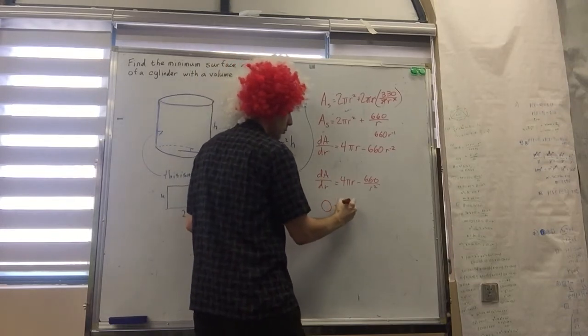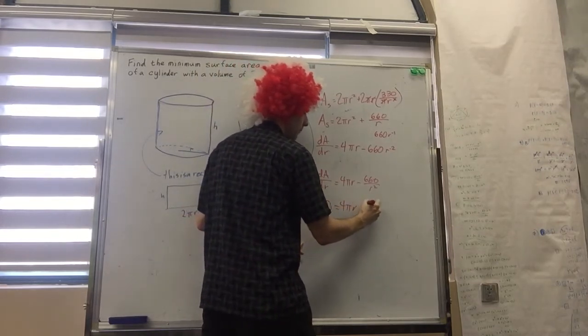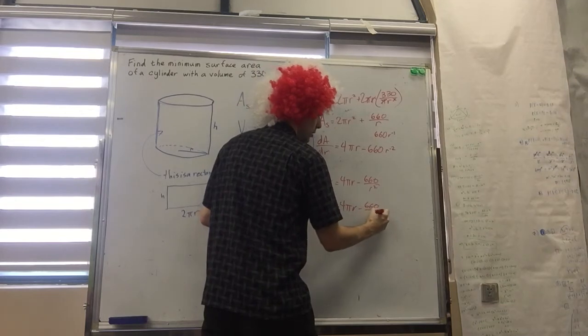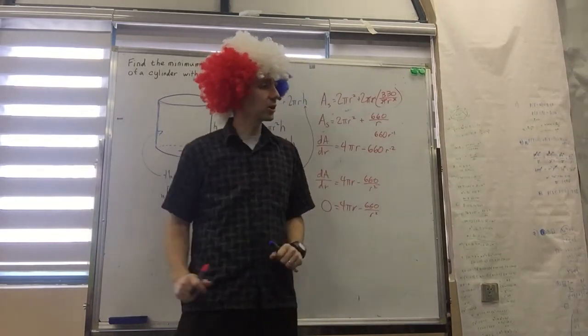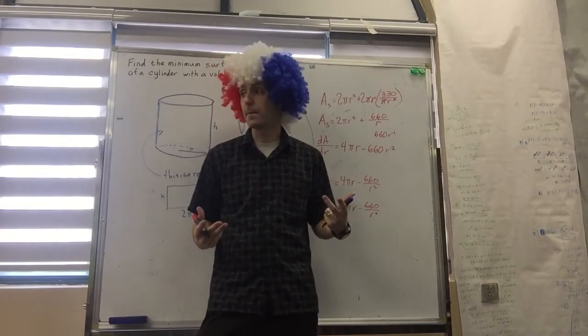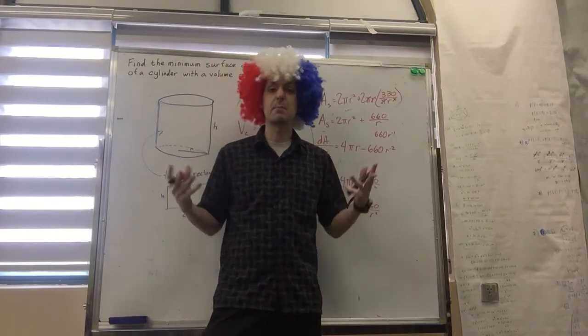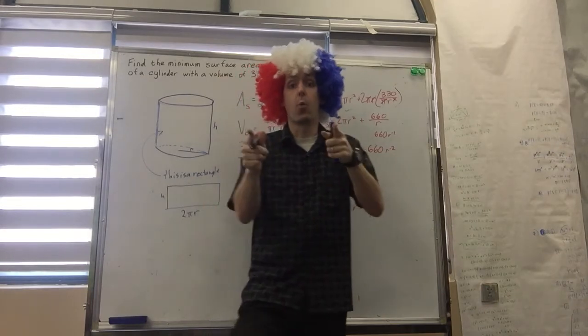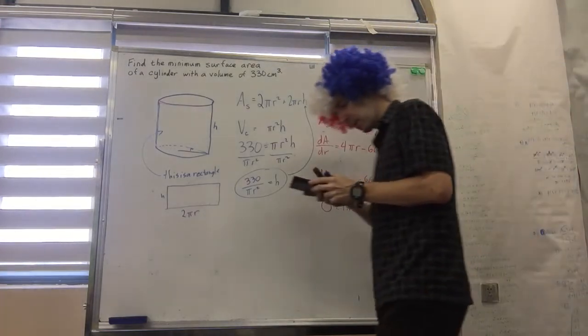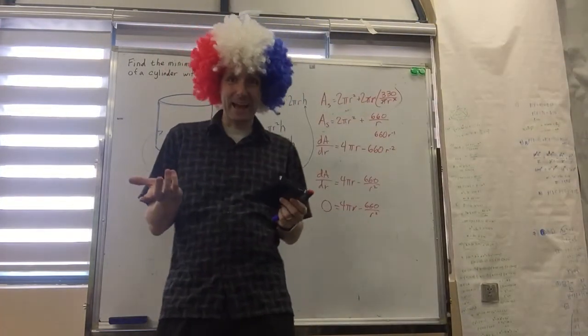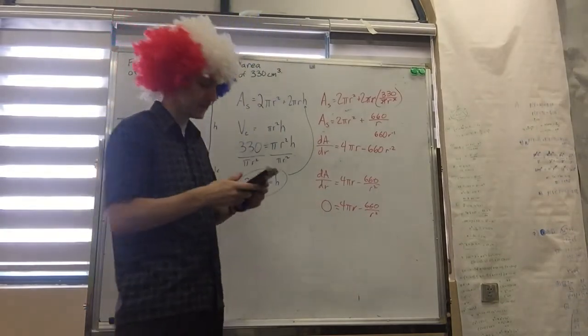So we go 0 equals 4 pi r minus 660 over r squared. I'm going to disappear for a second. Why don't you punch that into your calculator and see what you can come up with? You've got, let's say, about 10 seconds. Ready? Go. All right, I'm back. Have you done it? I'll give you a couple more seconds to work that out.